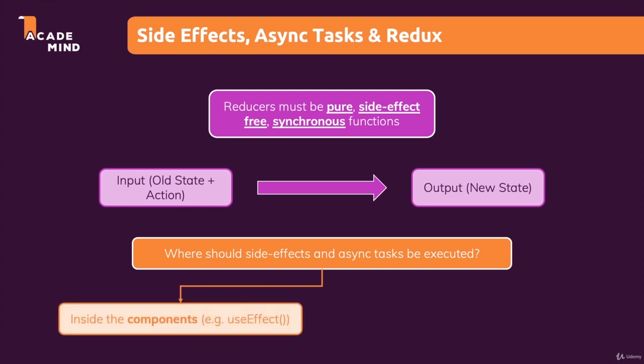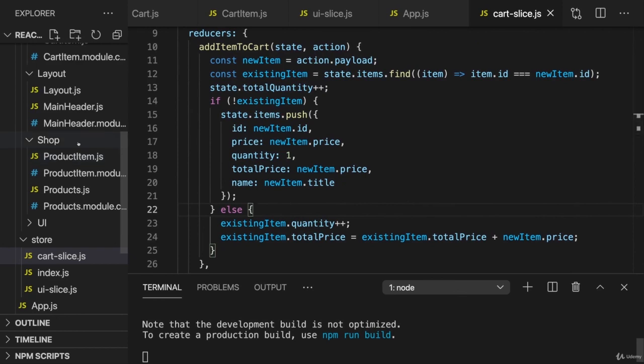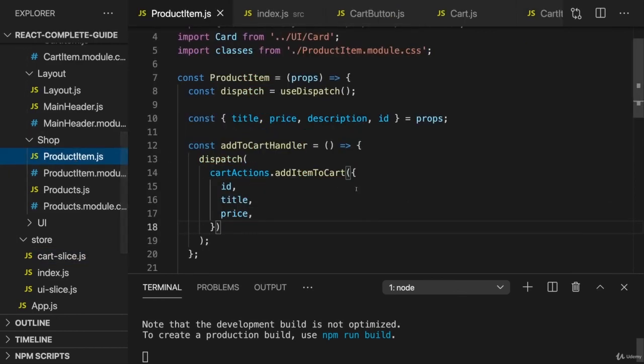And here, these two main options where we can run our async code become important again. We can run it in the component or in an action creator. Now, as mentioned, let's start with the component. And here it's the product item where we have this add to cart handler where we send a request.